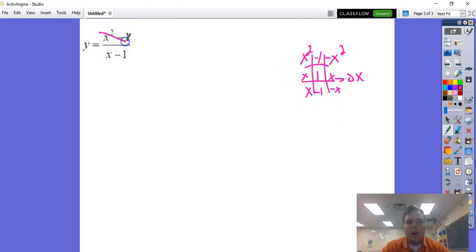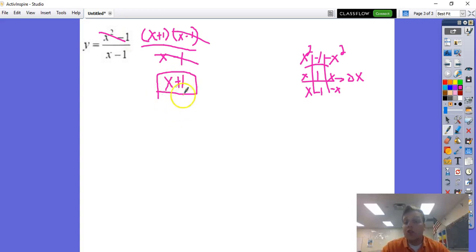So this top part can be factored, meaning x plus 1 times x minus 1. Then, next thing you want to do is see if there's anything you can cancel. In this case, there is. I can cancel out this x minus 1 with this x minus 1. So I'm left with just x plus 1. Okay? So this is my new equation. There's no denominator, therefore there is no vertical asymptote. Doesn't exist for this problem.